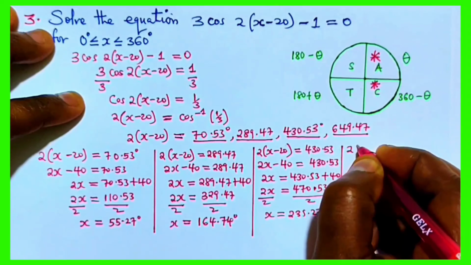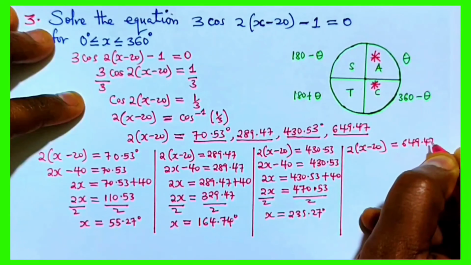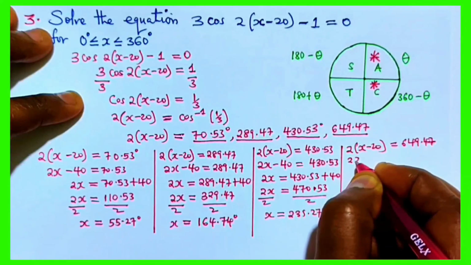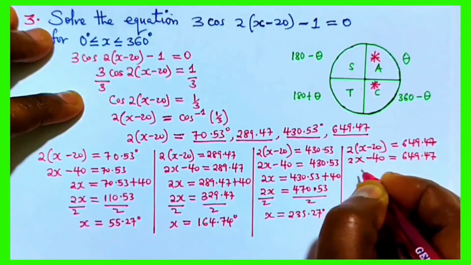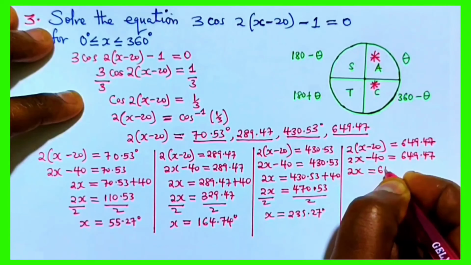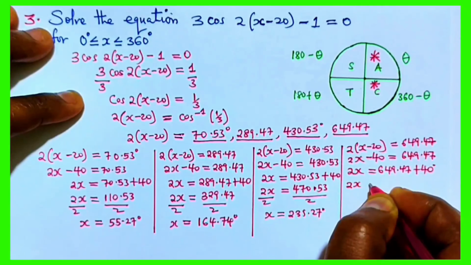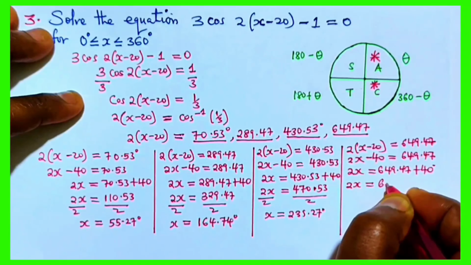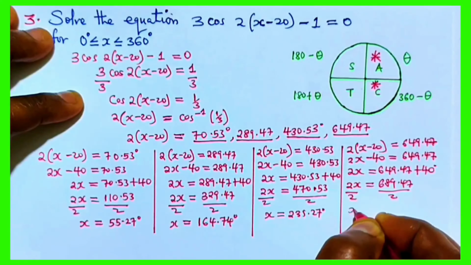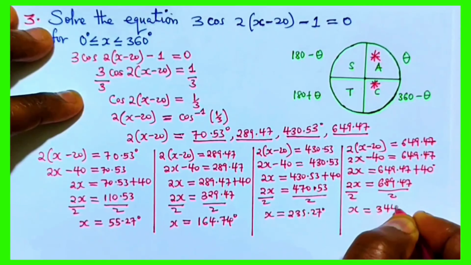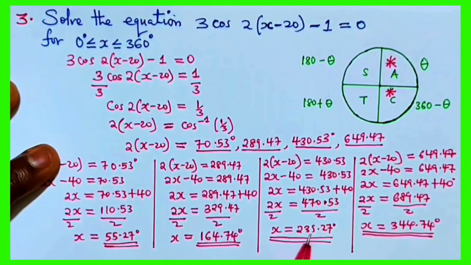Let's see whether the last angle here will also fall in the range. So we're going to have 2 into x minus 20 to be equal to 649.47 degrees, and therefore 2x minus 40 will be equal to 649.47 degrees. 2x will be equal to 649.47 plus 40 degrees. 2x will be equal to 689.47 degrees, and therefore when you divide both sides by 2, you're going to get the value of x to be equal to 344.74 degrees. So these are the 4 angles of x that fall in the range.